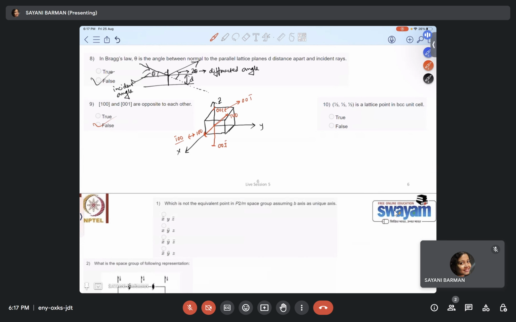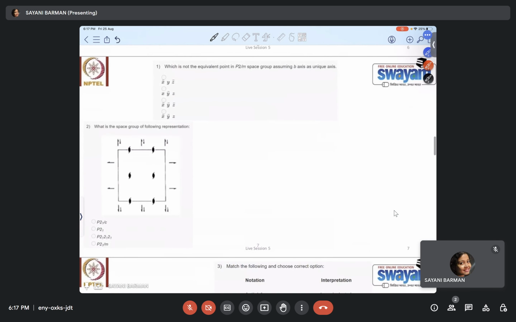The next one is: the half is a lattice point in the BCC unit cell. Yes, in the BCC unit cell means what? Means there should be a body centered lattice, right? So there are 8 atoms in the corner, and in the body center there is 1 atom. And if this one is 000, then this one is half, half, half. This is the center one.